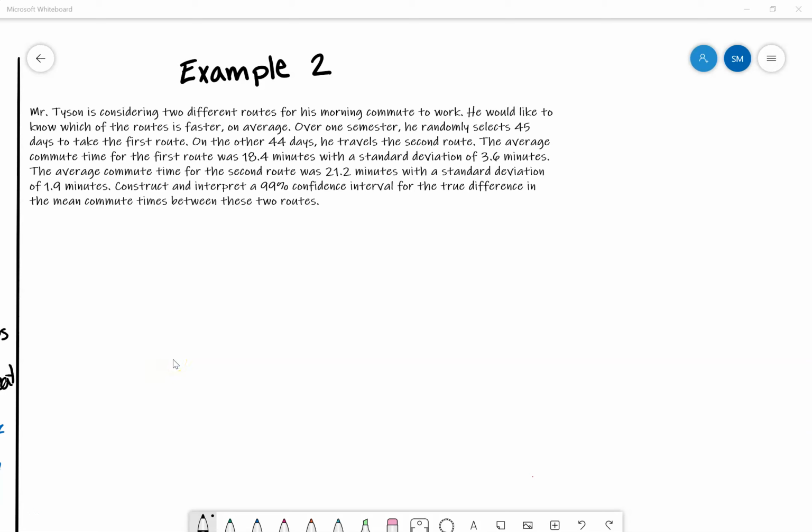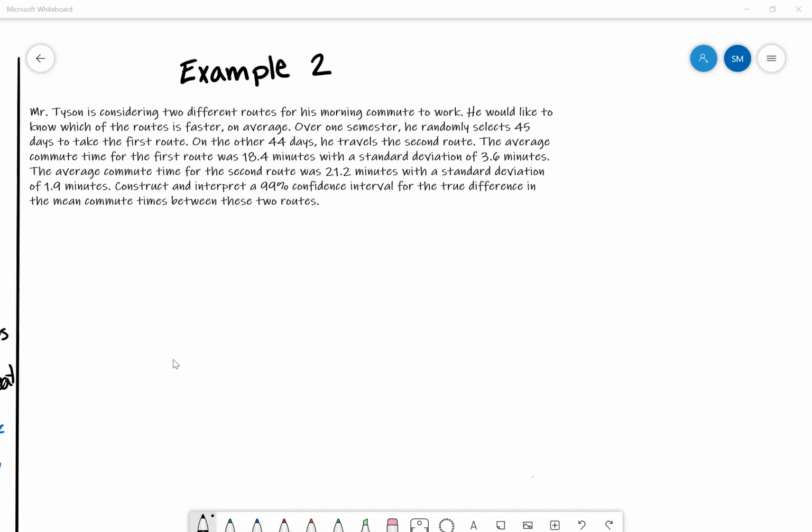Okay, guys, example 2 for week 5. So Mr. Tyson is considering 2 different routes for his morning commute to work. He would like to know which of these routes is faster on average. Over one semester, he randomly selects 45 days to take the first route. On the other 44 days, he travels the second route. The average commute for the first route is 18.4 minutes with a standard deviation of 3.6.